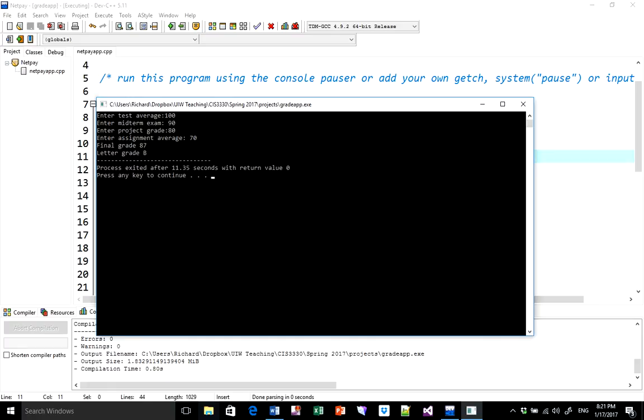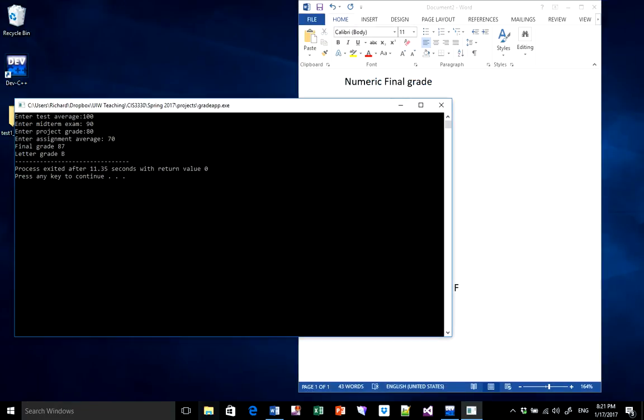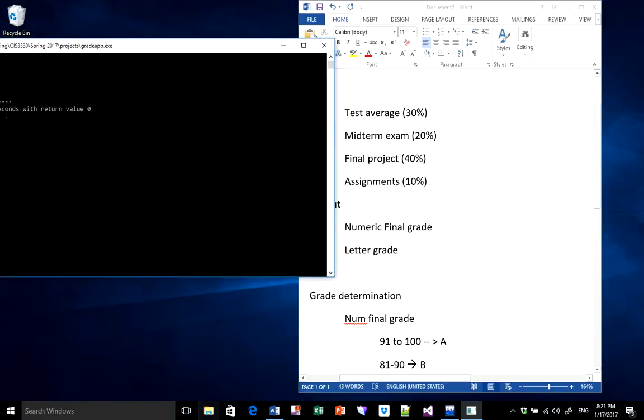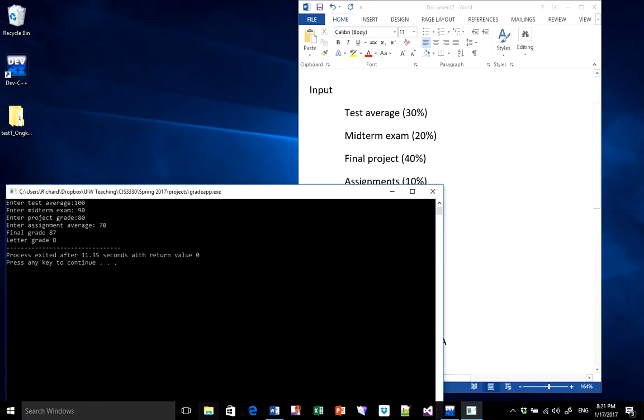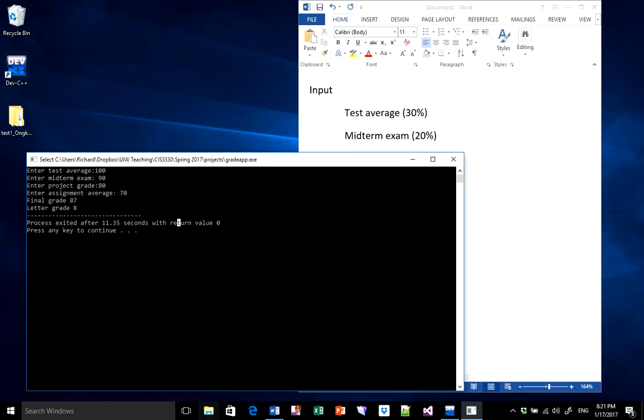Is that correct? Yes. An 87? 87 is a B. Yeah, but is the calculation to 87 correct? Oh, yeah, let's do it. 30% of 100 is 30, plus 18, plus 32. 30 plus 18 is 48, plus 32 is 80, plus 7, 87. Yeah. So that's correct.